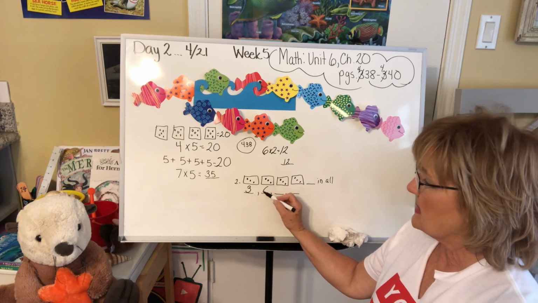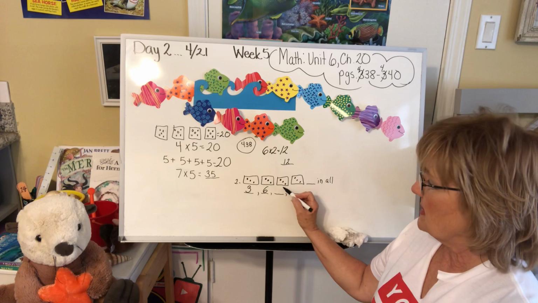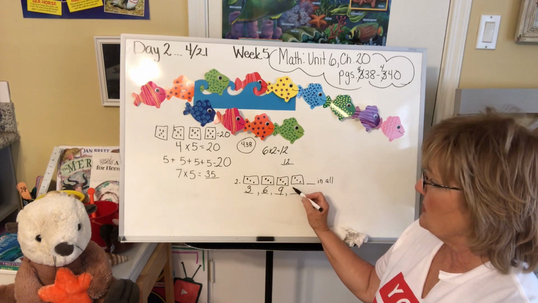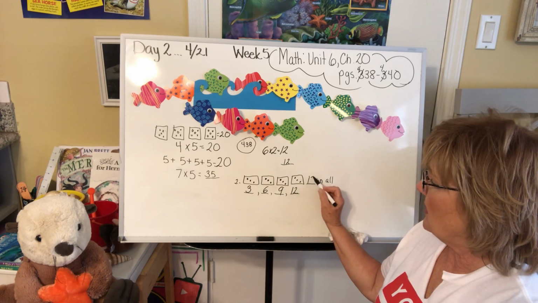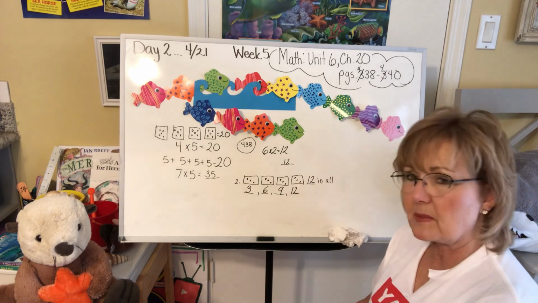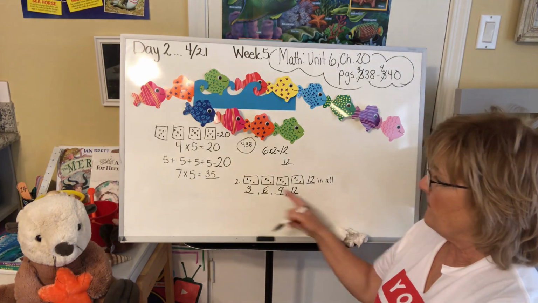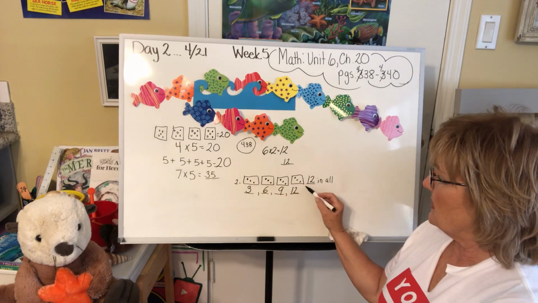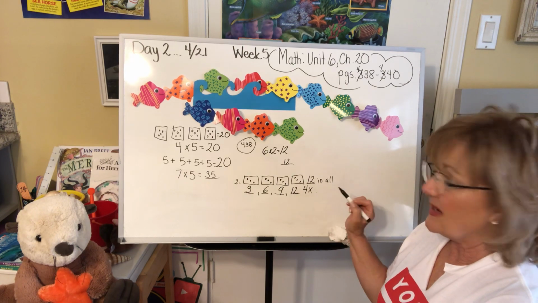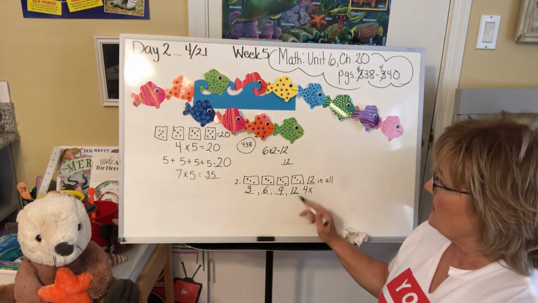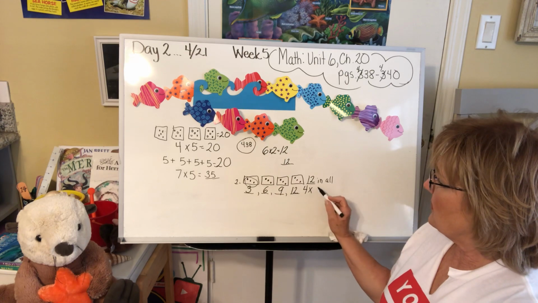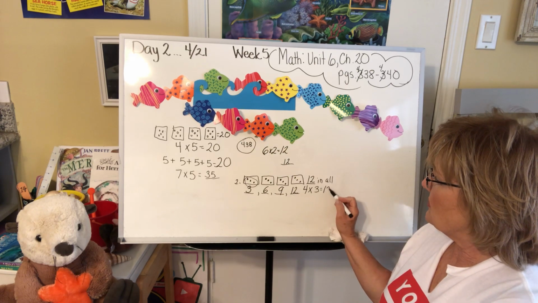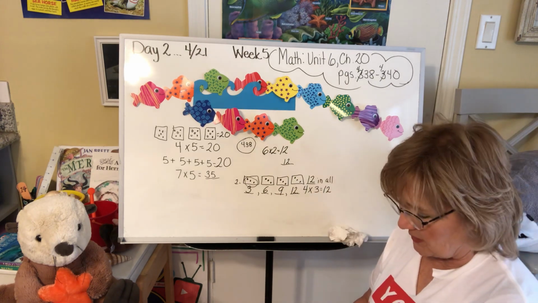3, 6, 9, 12, 12 in all. Can you make a multiplication sentence with that? How many groups? 4. Do a 4. Do an X for times. Times what? How many are in each group? 3. Equals 12. There's a multiplication problem right there.